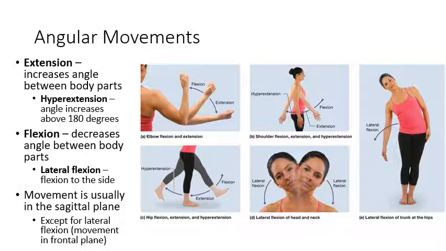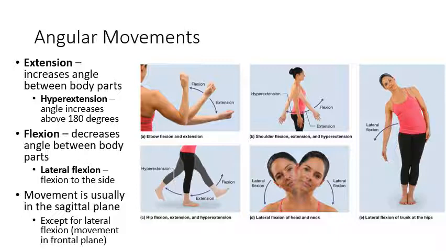Then you have your angular movements, where the angle between body parts is actually changing. So the first set of angular movements would be flexion and extension. In flexion, you are decreasing the angle between two body parts. In extension, you are increasing the angle between two body parts. So if you have your elbow bent so that your forearm is in towards your shoulder, that is flexion at the elbow joint. If you have your elbow extended so that the arm is straight, that is extension at the elbow joint.